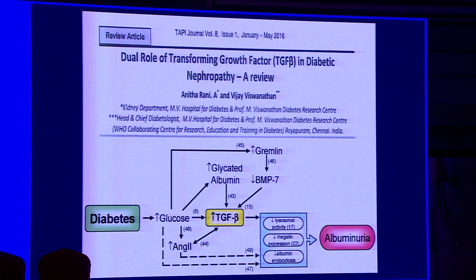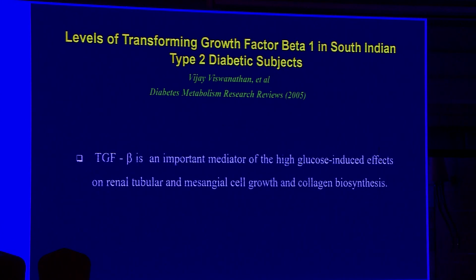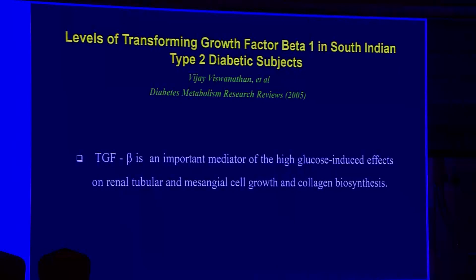The second is an important concept of transforming growth factor beta. Now, it has been shown that transforming growth factor beta is an important mediator of the high glucose-induced effects on the renal tubular and mesangial cell growth.